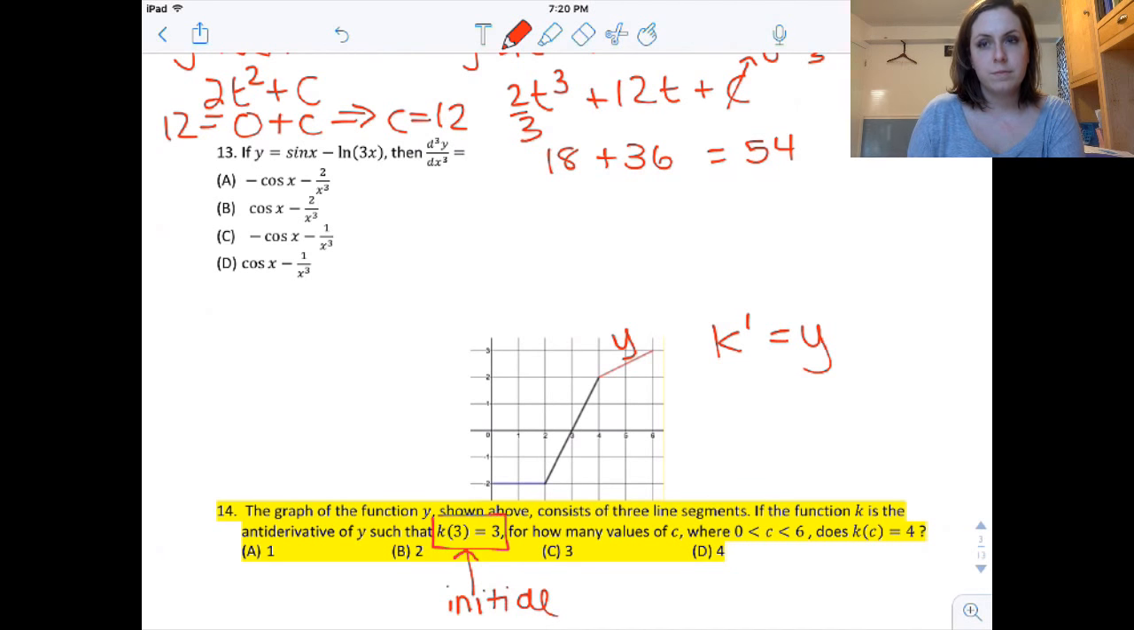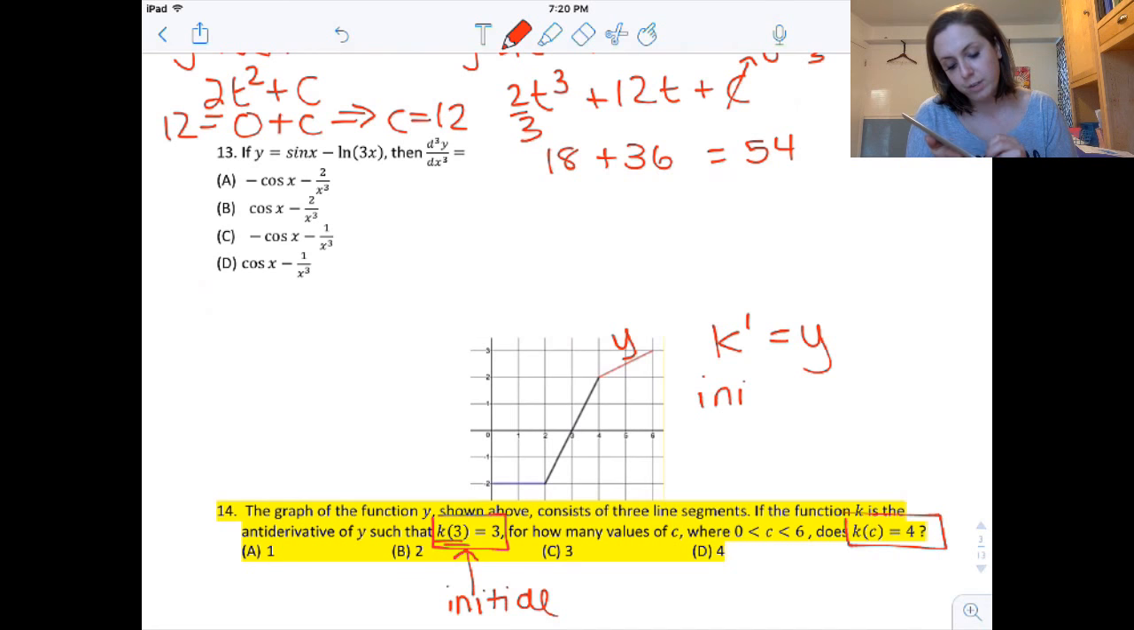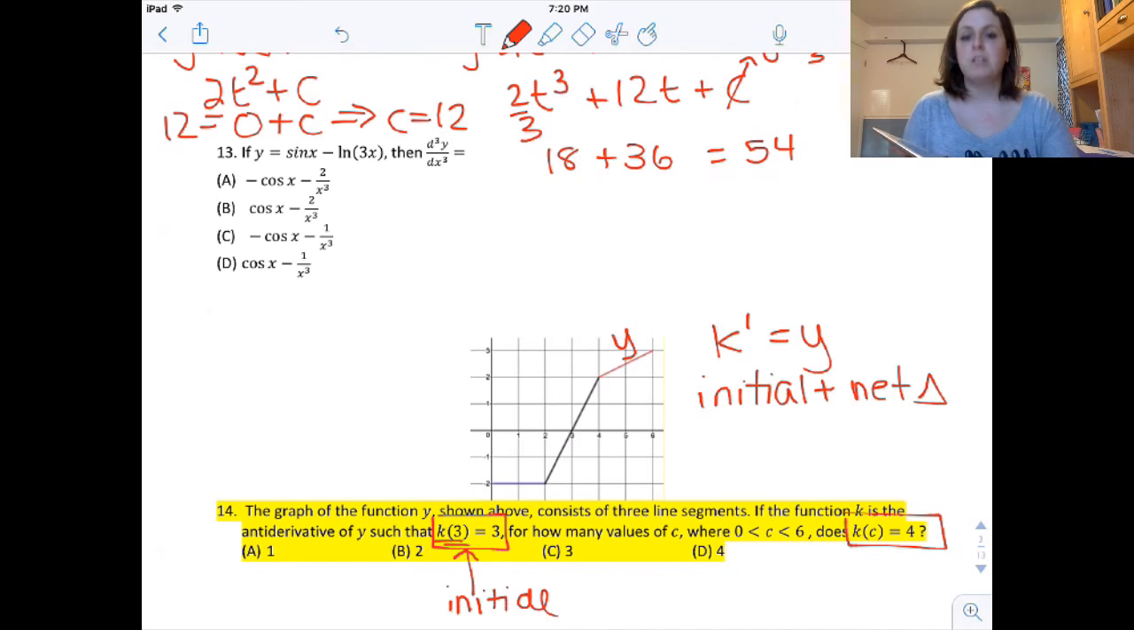Okay? So what I want to know is what my k value here would be. What we need to think about is that we know k of 3 is 3, so that's like your initial condition. Remember that we're using initial plus net change. Anytime we're talking about accumulation, we're talking about initial plus net change. I know that my initial here is 3. So I'm going to say 3 plus, let's see what our net change is.